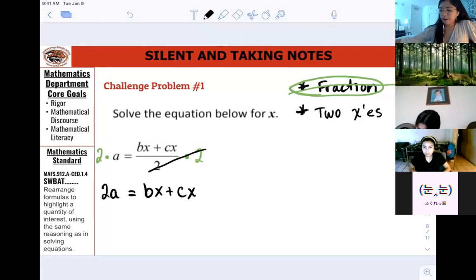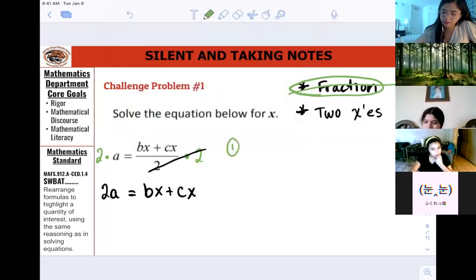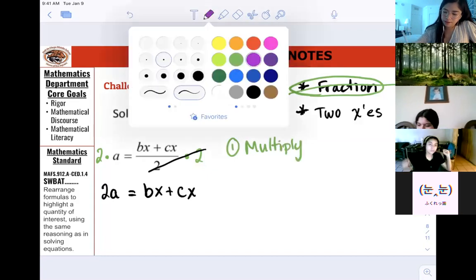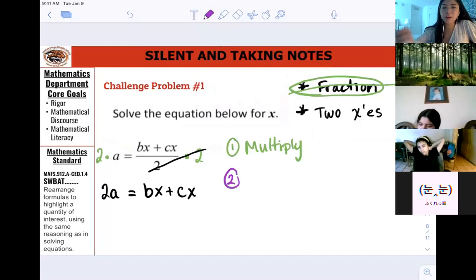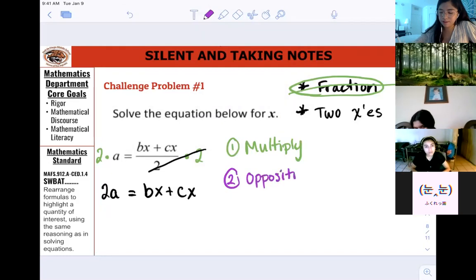Now we have to figure out how in the world am I going to get these two x's to turn into 1? Because we need to solve for x. We need to have it be all alone. So the way that we do this is what I like to call, here, let me write down step 1 just to be clear. Step 1 was to multiply. Step 2 is what I like to call opposite of distribution. So the opposite of distribution. And I'll show you what that means.